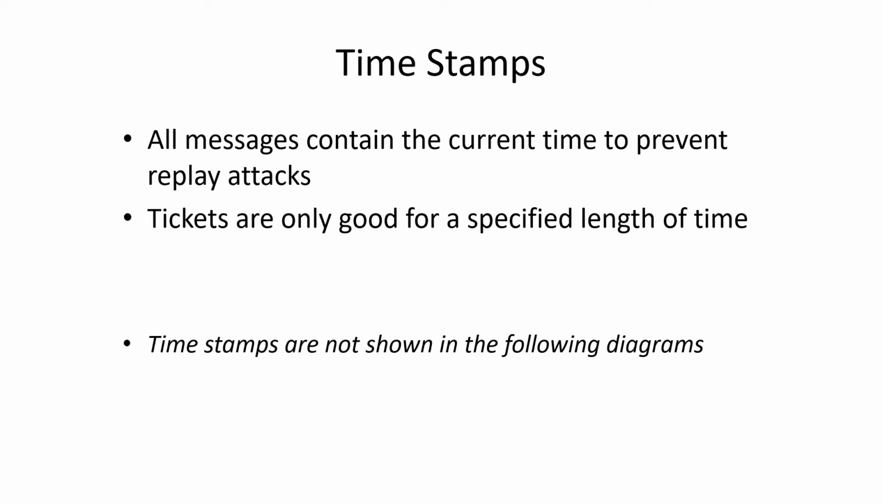All the messages contain a timestamp, that is the current date and time, and the messages are only good for a certain period of time. After that time period, the systems will reject the message. The timestamps are there to keep somebody from replaying a message, from recording a message and then sending it again later to a server as if it was a real message. Because it's out of date, the server will know that it's no longer valid. Even though all the messages contain timestamps, I'm not going to show them in the diagrams I have here because they're always there and they're kind of redundant.